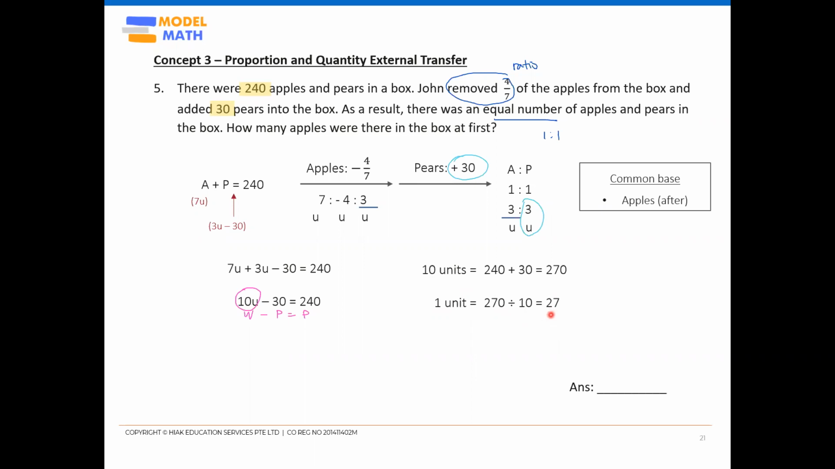Once you get a value of 1 unit, reread your final question. You want apples at first. So apples at first here is your 7u. Just need to times 7. And there you go.